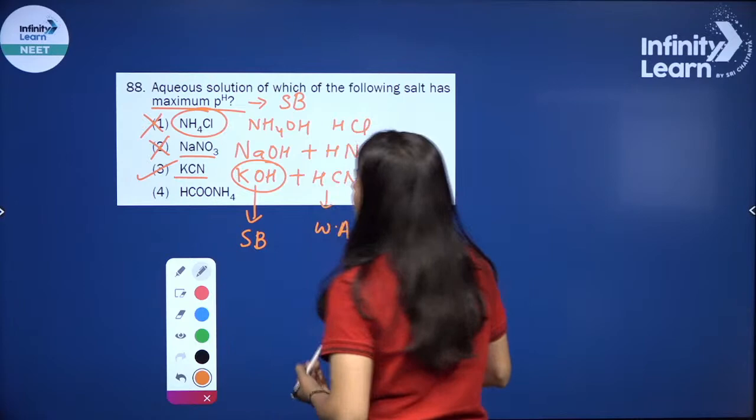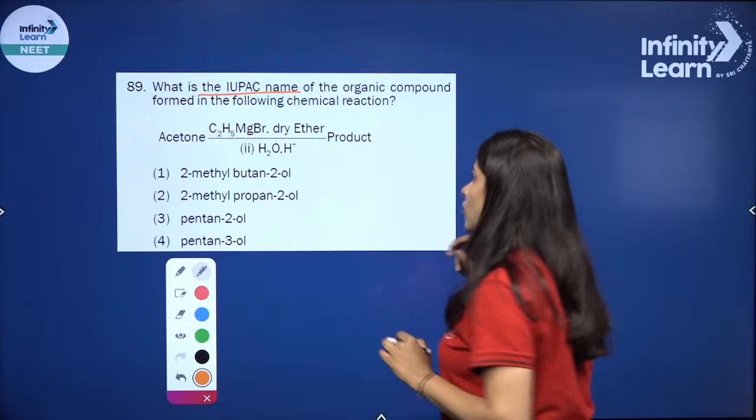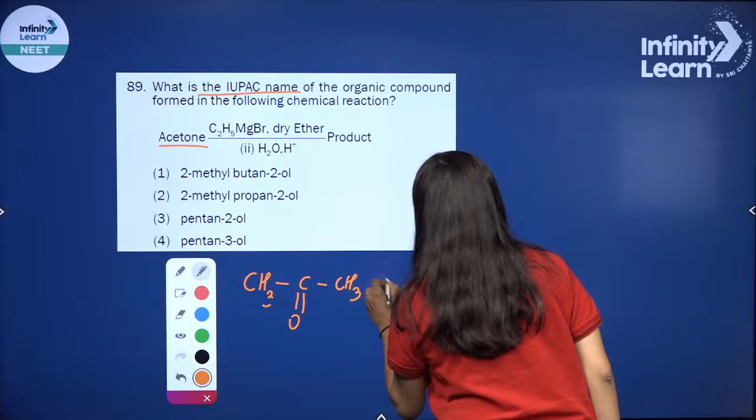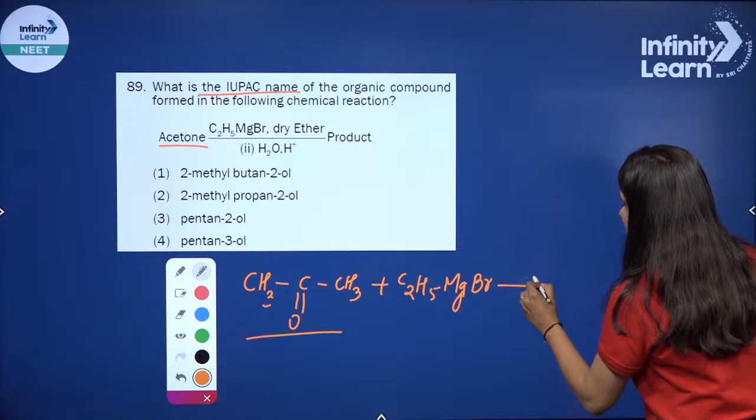So just let me erase this. Another reaction of Grignard reagent. You need to find out the IUPAC name of the compound which is forming here. Acetone is reacting with C2H5MgBr. I am reacting acetone with the Grignard reagent, right? Grignard reagent on reaction with ketones gives what? Tertiary alcohol. I also told you the trick. What is the trick? Make C-O-H and put the ethyl part on the carbonyl carbon.